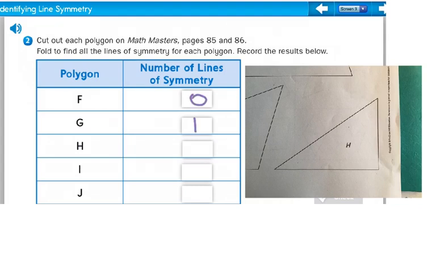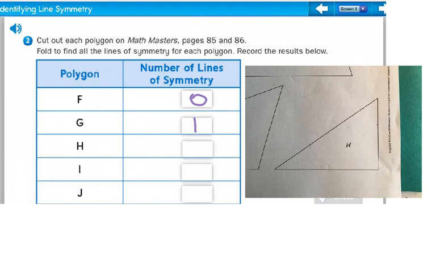So look at H. It is a triangle. And the first thing I notice is it has a right angle. And anytime a triangle has 1 right angle, it's called a right triangle. So go ahead and cut out H, fold it, and see how many lines of symmetry. Go ahead and pause the video.